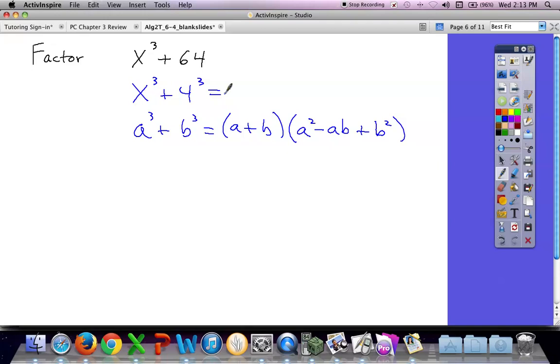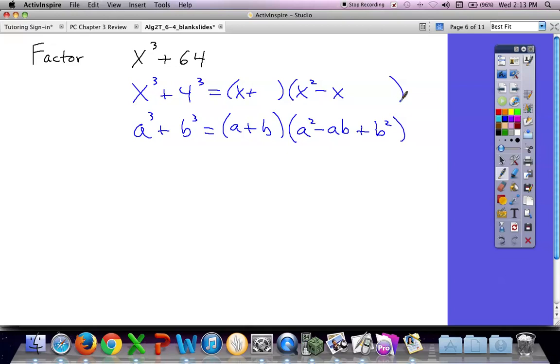Right. So what is it in our expression that represents the a? The x, right? So everywhere I see an a, I'm going to put an x. Right? And x squared minus x.